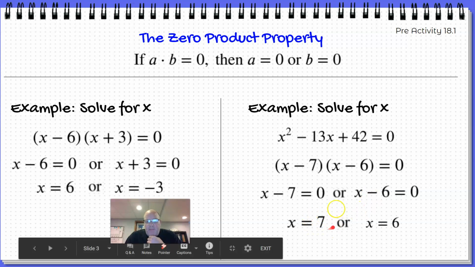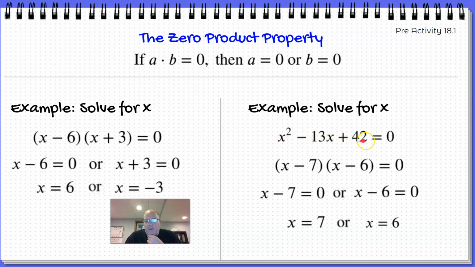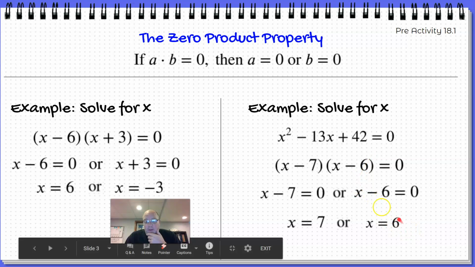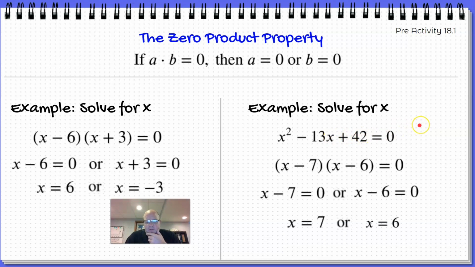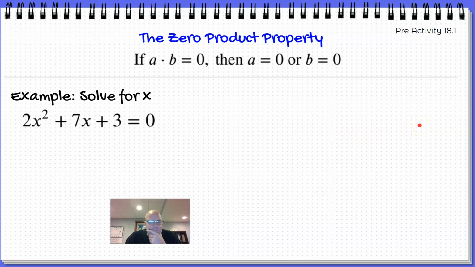In other words, if I were to plug 7 back into this original equation, and you can try it right now on your calculator, 7 squared minus 13 times 7 plus 42, I'm going to get 0. But what's unique about this is there's actually two values of x I can plug in. I can plug in 6 also. 6 squared minus 13 times 6 plus 42 will also equal 0.